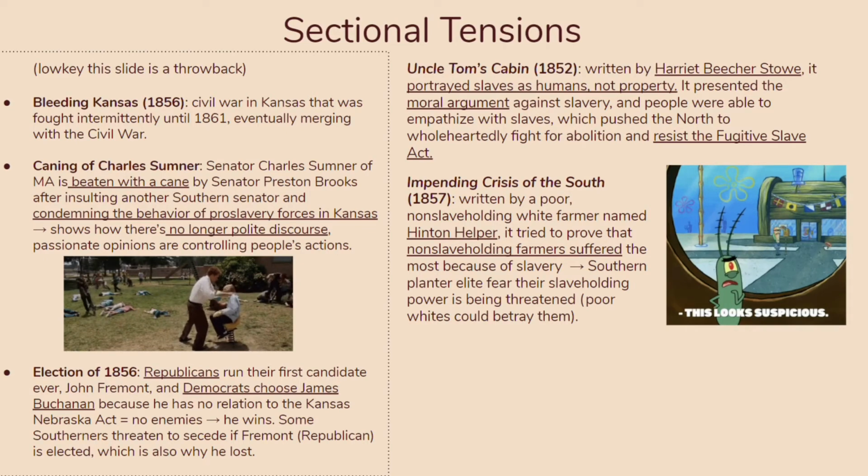Although the reasoning in this book for not having slavery is very sketchy, it does apply to some Southerners in some way, and it does get them to at least a little bit support the abolitionist cause, which makes the slaveholding planter elite very suspicious.